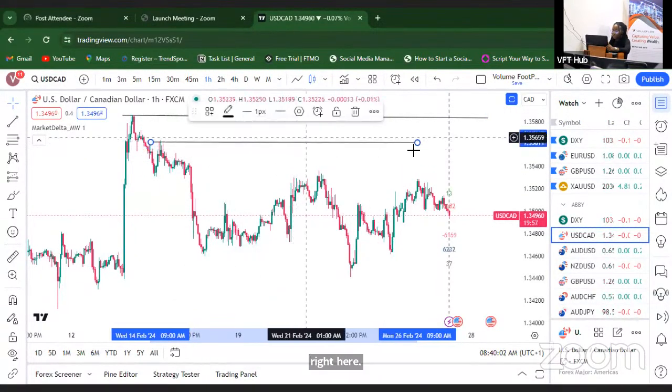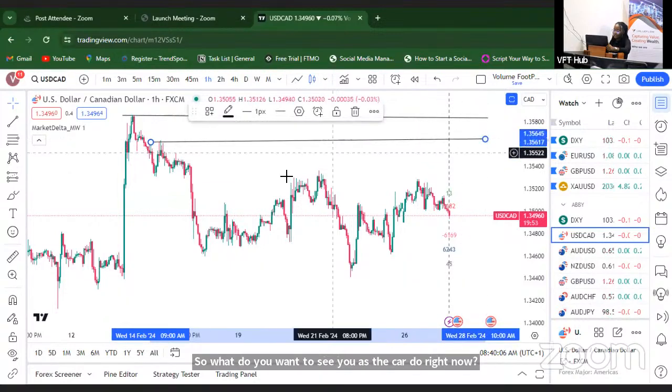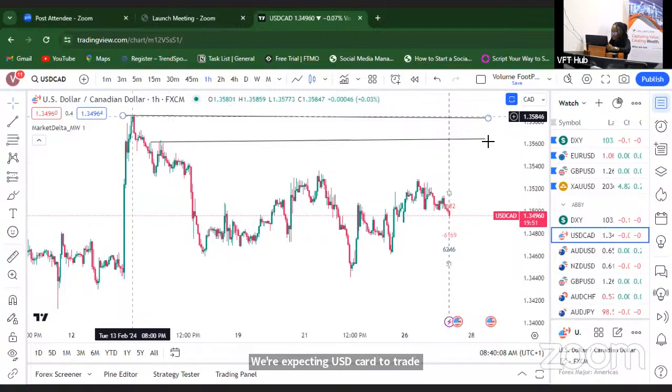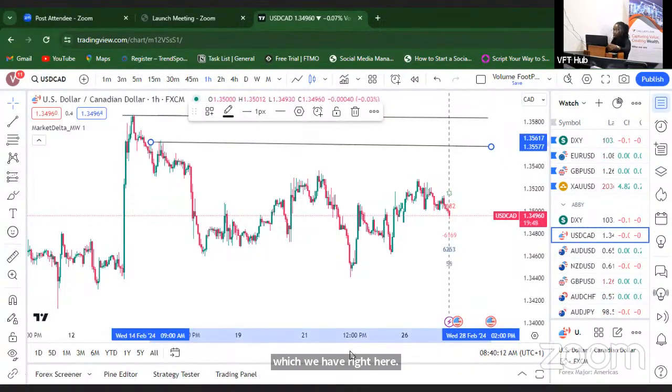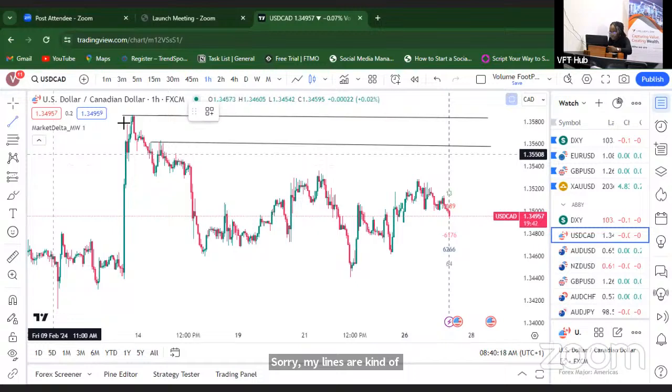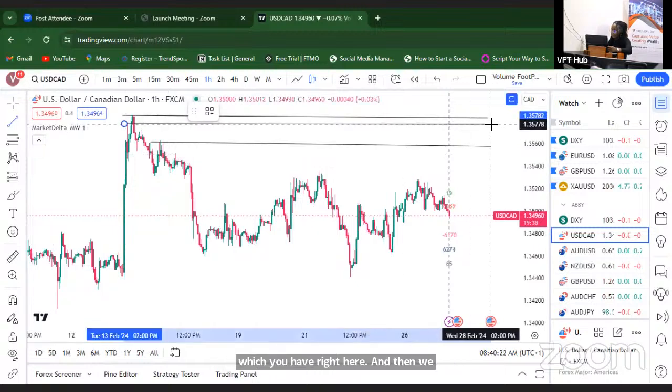So what do we want to see USD CAD do right now? We're expecting USD CAD to trade into this other block, which we have right here. Sorry, my lines are kind of crooked. We're expecting USD CAD to trade into this other block, which we have right here. And then we'll start to sell USD CAD from that point.